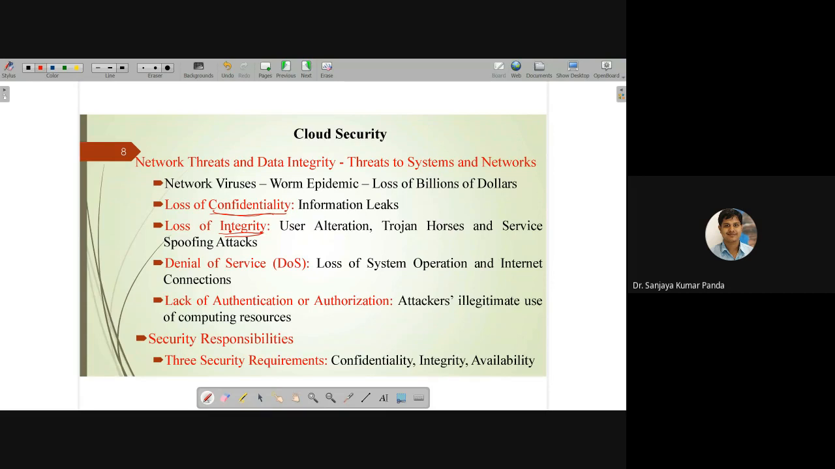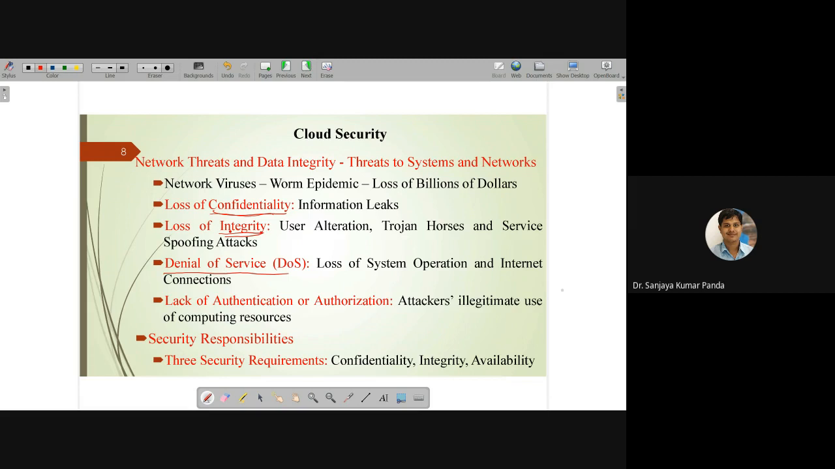Like I told you about denial of service, right? Denial of service also leads to loss of integrity. So it is a loss of system operations and internet connections. Similarly, we can also have a lack of authentication and authorization. Somebody is getting your password, or somebody who is authorized to do a particular work is misusing it.